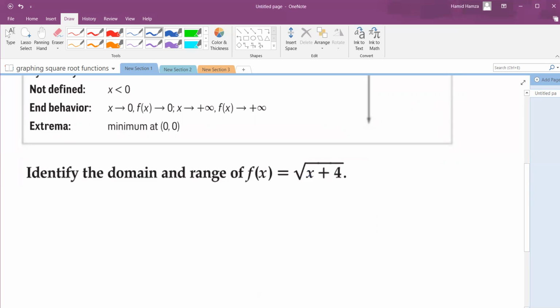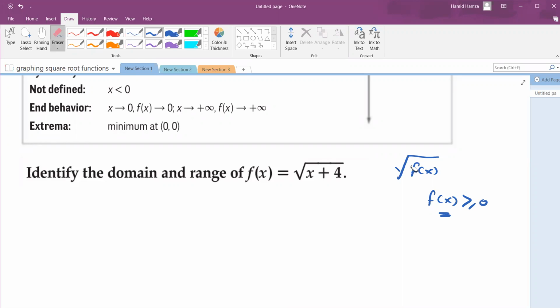So the first thing, how to determine the domain? The expression inside the root must be greater than or equal to 0. Write it like this. If you have an expression inside the root, you must make it greater than or equal to 0. Solve it, and the answer will be the domain, guys. So the answer should always be greater than or equal to 0.